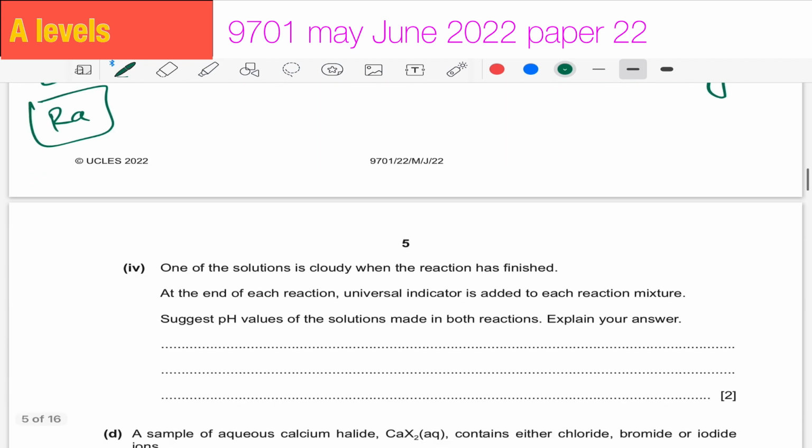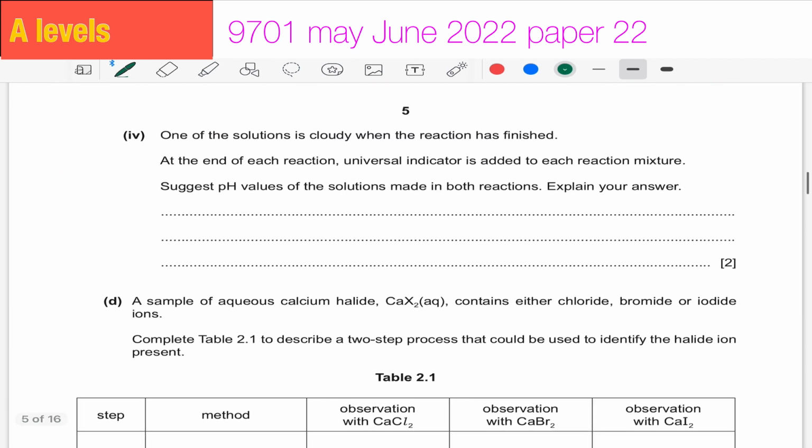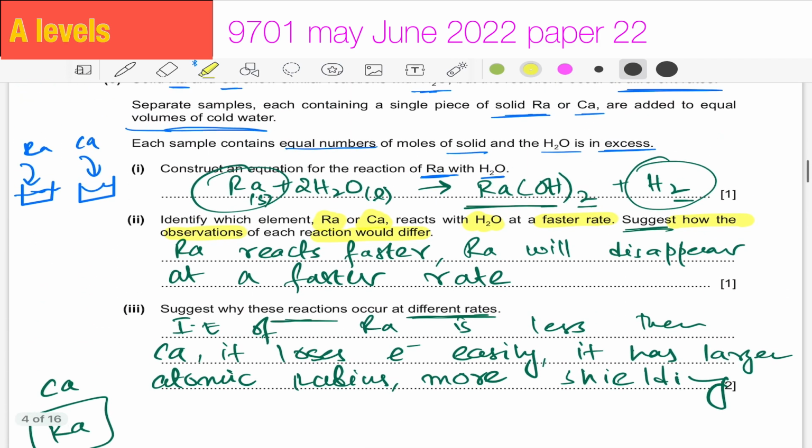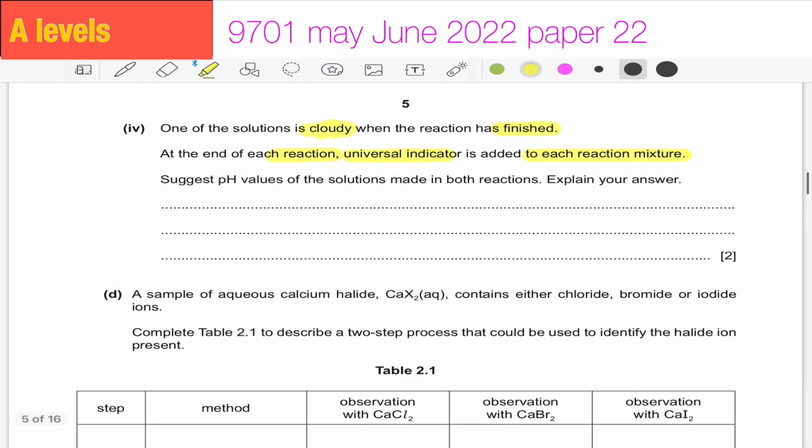All right, so now the next part of the question is, one of the solutions is cloudy when the reaction has finished. At the end of each reaction, universal indicator is added to each reaction mixture. Now you can see that we are getting metal hydroxide, so that means we are getting an alkali or a base. So that's why they are adding universal indicator. Suggest pH values for the solutions in both reactions.